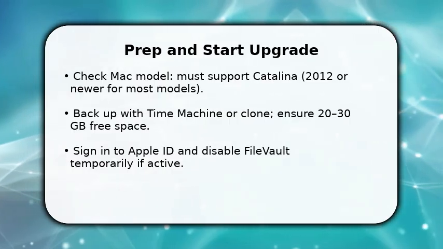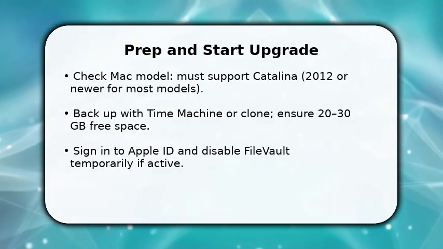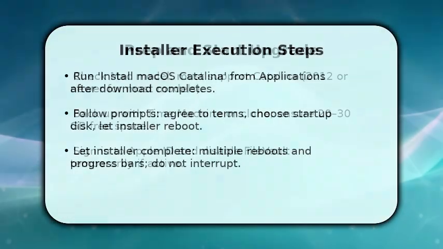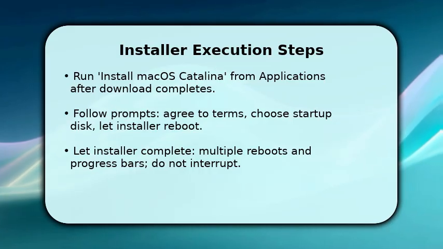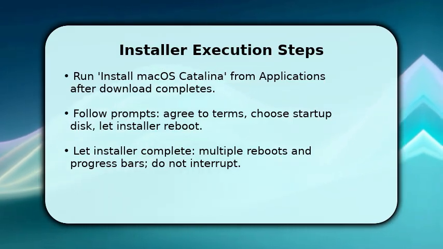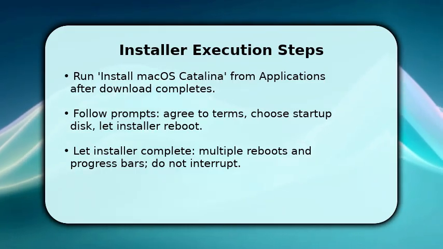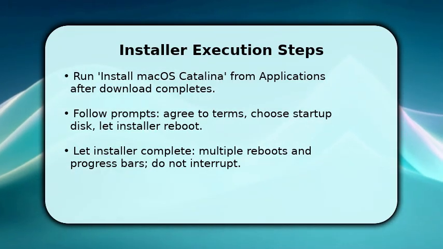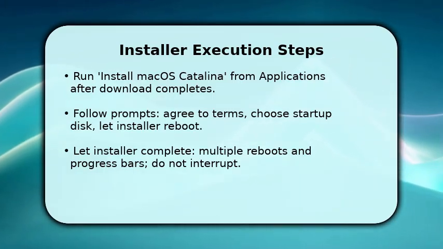Now open the App Store or use the Catalina installer. Begin the download immediately and monitor progress so you can continue at the next step. Run the installer from Applications and follow the on-screen prompts, agree to the license, select your startup disk, and allow the Mac to reboot. During installation, the system may restart several times and show progress bars. Let it run uninterrupted. If prompted, enter your admin password and keep the Mac connected to power. Make sure external drives aren't sleeping.